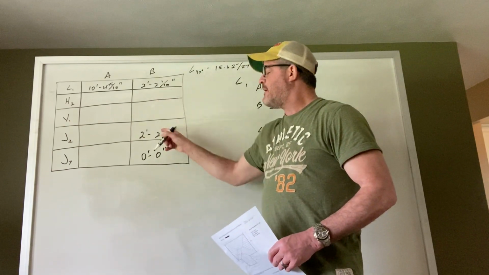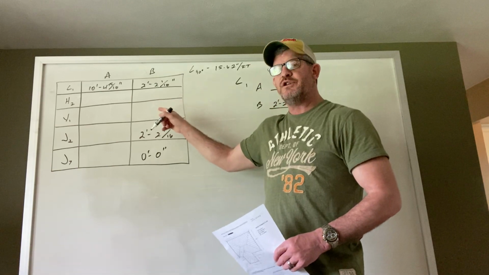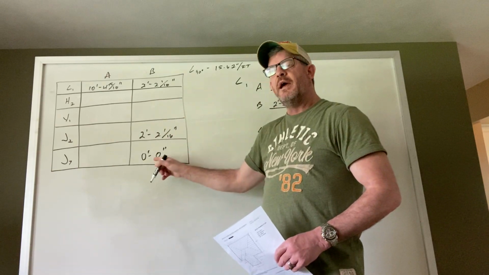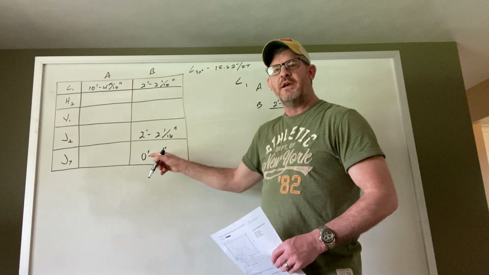So either I'm hitting my top plate at 90 degrees and I do have a tail, I'm hitting my top plate at 45 degrees and I do have a tail, or if I were going all the way to the top plate, I'd be hitting it at 90 degrees and I don't have a tail.